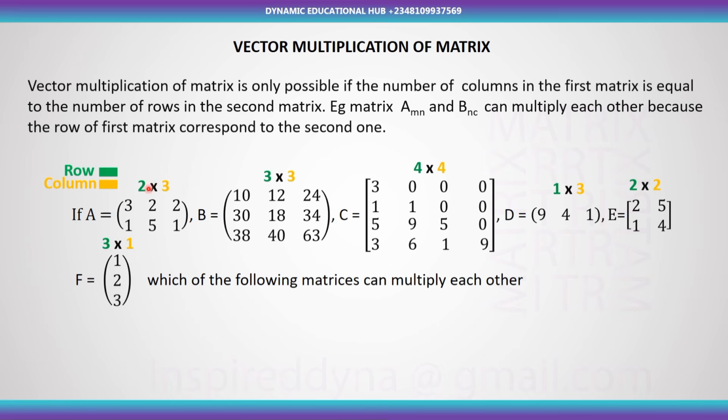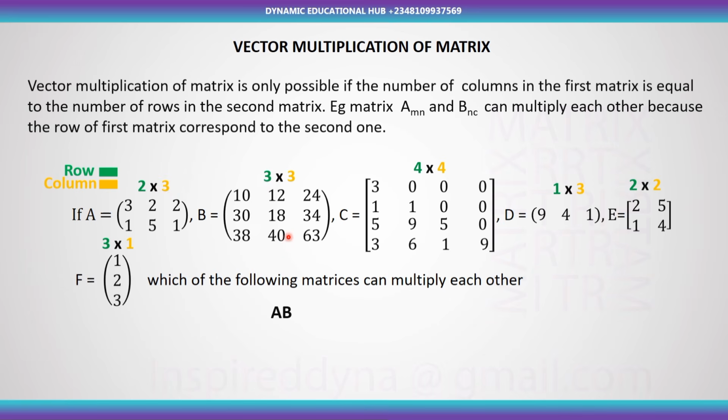For A, we have the column here is 3, color yellow. I want to check it with B, and the row here is also 3. So which means that A, B can multiply each other. It's possible for A and B. So A, B, they can multiply each other.